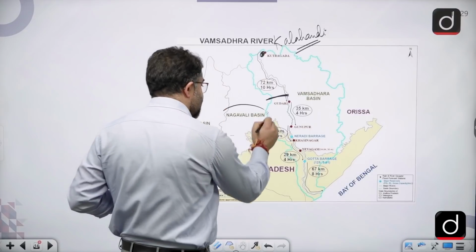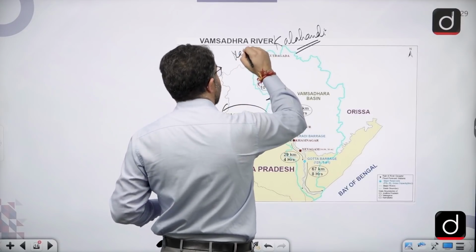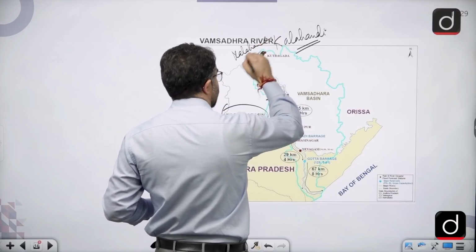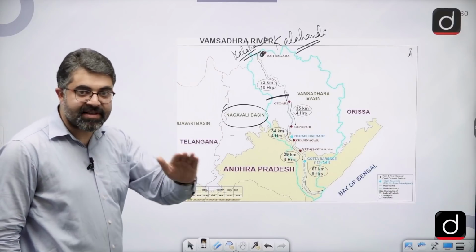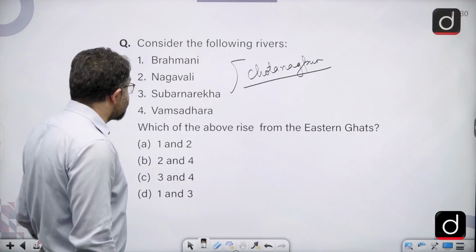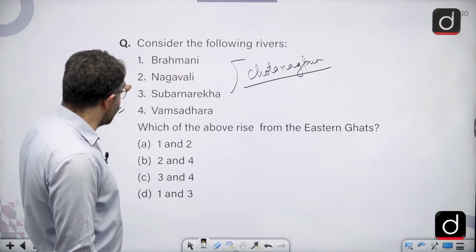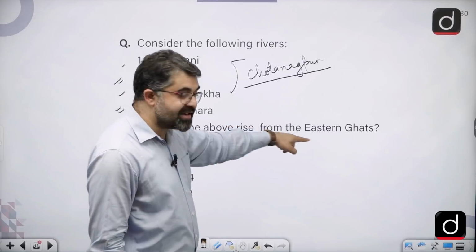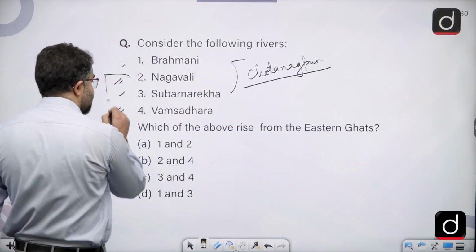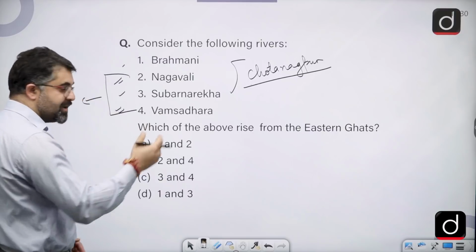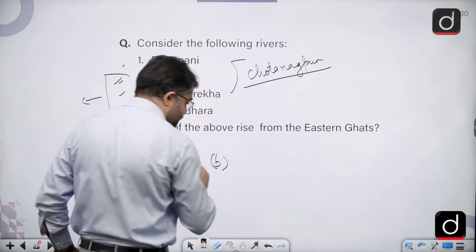So Nagavali is also a tributary of Vamsadhara. It joins it. It also originates near Kalahandi itself, which is a part of the Northern Circars, or these are part of the Eastern Ghats. So, consider the following rivers: Brahmani, Nagavali, Subarnarekha, Vamsadhara. Which of the following originate from the Eastern Ghats? Brahmani is not there, Subarnarekha is not there. Nagavali and Vamsadhara originate almost next to each other only. So second and fourth is the correct answer for this question, B.